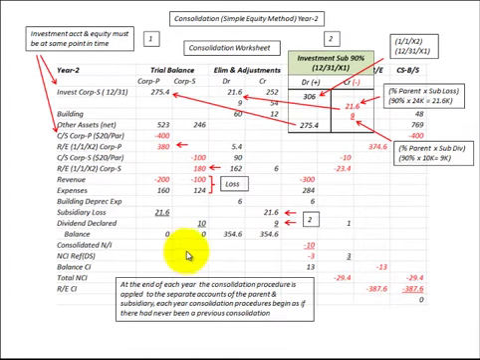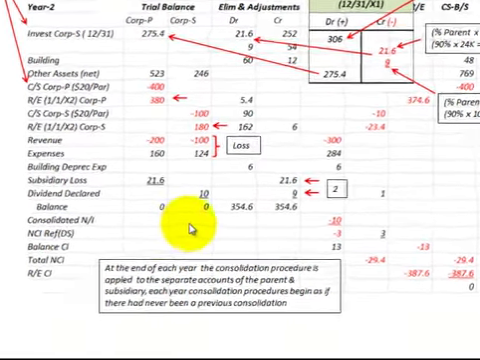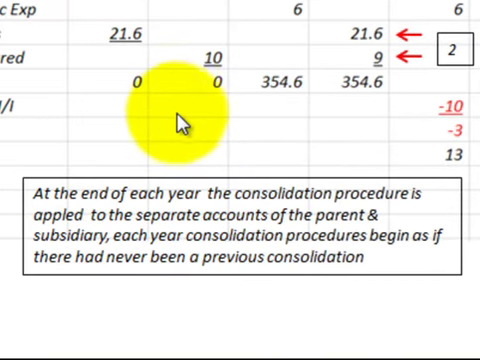Okay, what I've shown here is just a basic overview of the consolidation after year 2. Now what we have to remember is at the end of each year the consolidation procedure is applied to the separate accounts of the parent and a subsidiary, and each year the consolidation procedure begins if there has never been a previous consolidation.